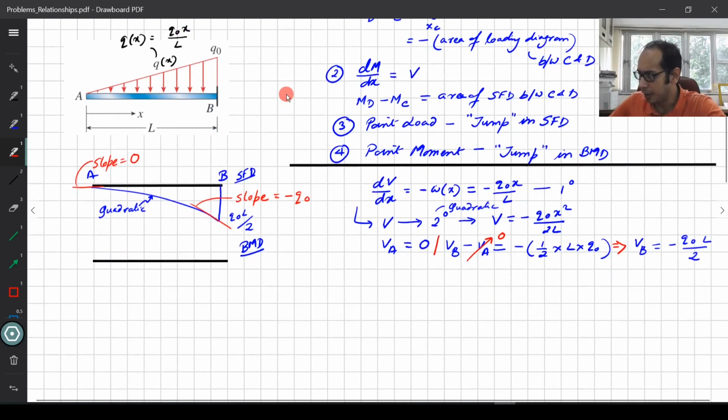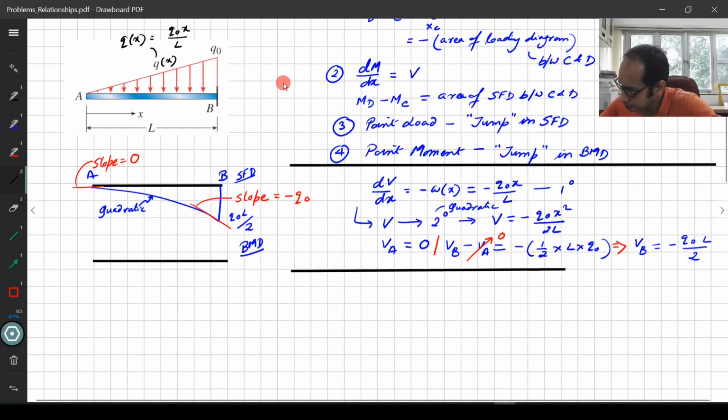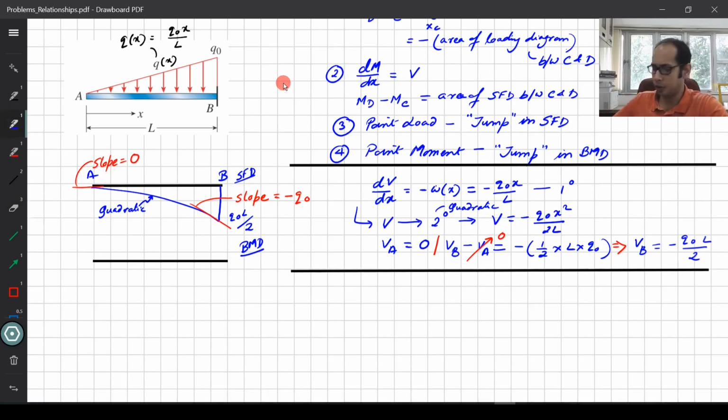So let's go ahead and draw the bending moment diagram. Let me put another divider line over here. So next I am going to draw the bending moment diagram. Now, from simple intuition, it is going to be 0 here because this is the free end. If I mark the points A and B, M at A will be equal to 0. I have to find the M at B.